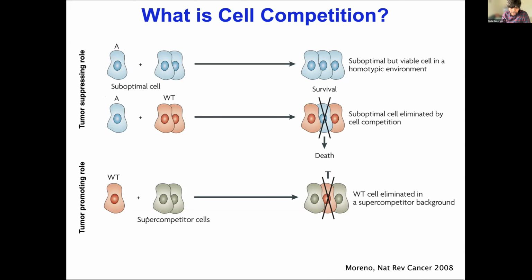However, mutation can also sometimes give rise to more aggressive phenotypes. For example, we can get super competitive cells, like cancer cells, which are fitter than wild type cells. In that case, the super competitors can kill off wild type cells by competition. So it's highly context dependent. It depends on what the relative fitness of the cells is.